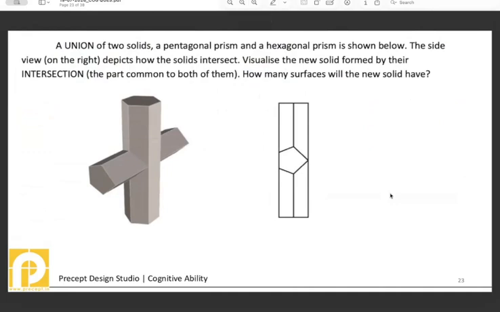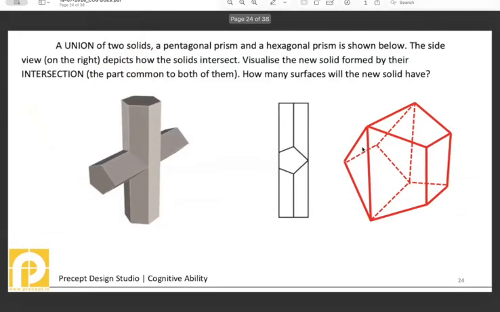Union of two solids, a pentagonal prism and a hexagonal prism, is given. The side view on the right depicts how the solids intersect. This is how the solids intersect, and this is the side view. Visualize the new solid formed by the intersection, the part common to both of them. How many surfaces will this new solid have? We have to visualize how the new solid will be formed, and then count the number of surfaces that this new solid will have.